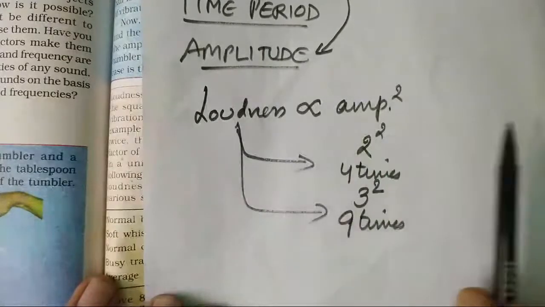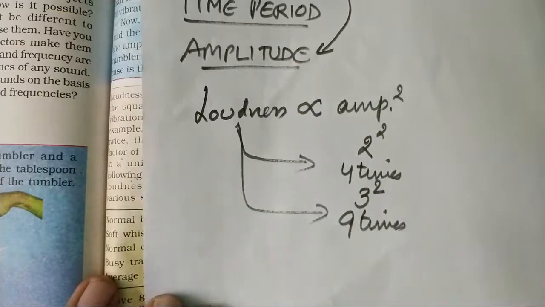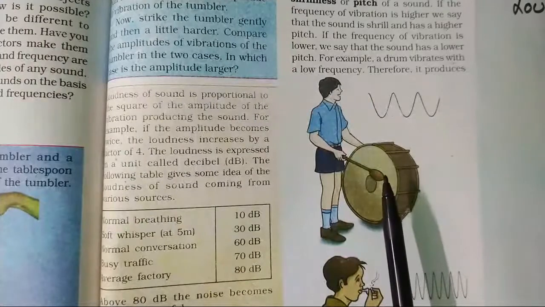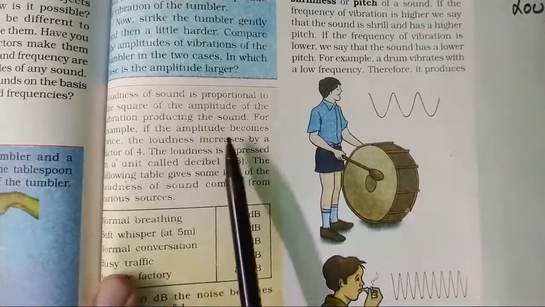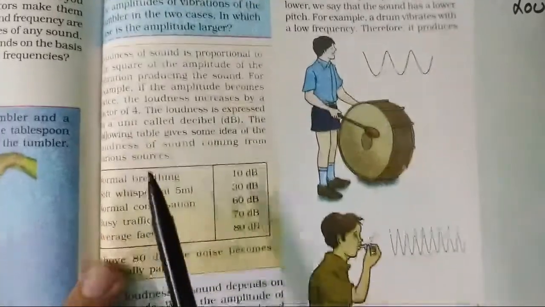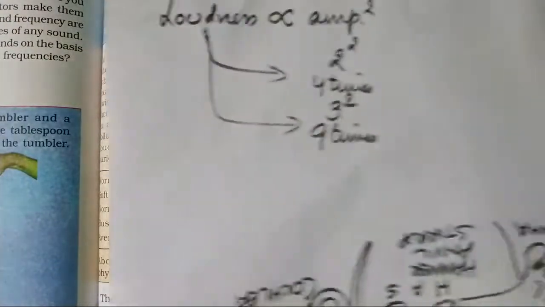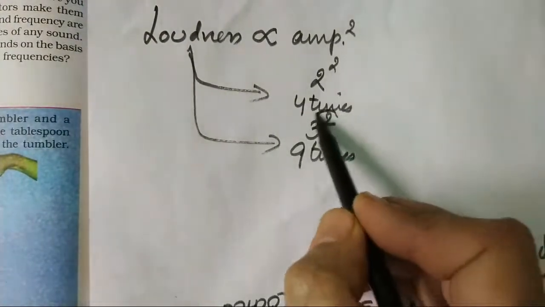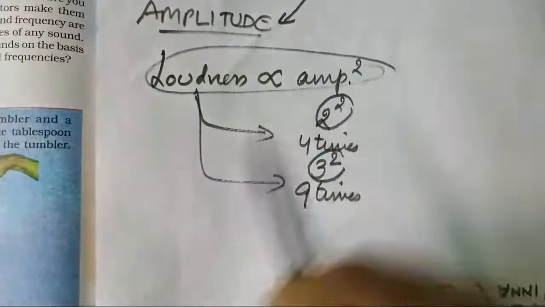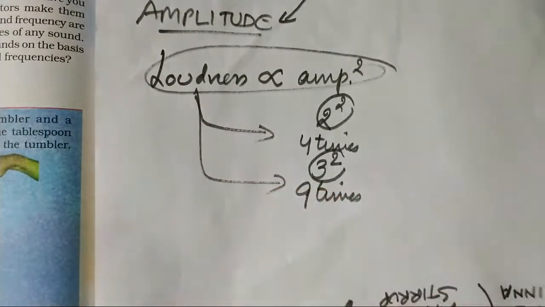The farther the object is, if you are hitting something from a distance, the example is a drum. If you hit the drum softly, you will hear a soft sound. If the amplitude becomes double, the loudness increases 4 times. If the amplitude becomes 3 times, the loudness will become 9 times. And how is it 9 times? Because it is square. And how is it square? That is the formula of loudness. So loudness is proportional to amplitude square, the square of the amplitude.